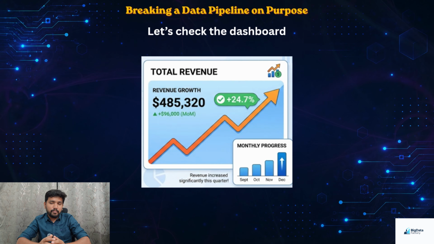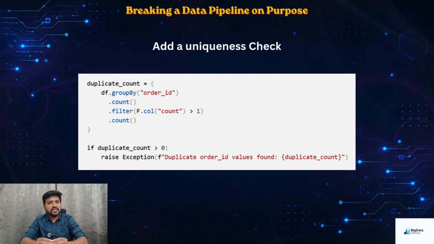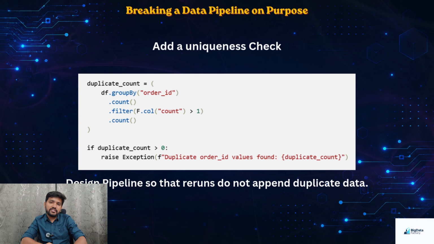Revenue increased, but not because the business made more money. It increased because the same orders were counted twice. This is dangerous because it looks like good news. The dashboard does not show an error. It shows fake growth. The fix is to add a uniqueness check on order ID. We should also design the pipeline so reruns do not append duplicate data. So for duplicate rows, the production lesson is: always define the business key and always test for duplicates.